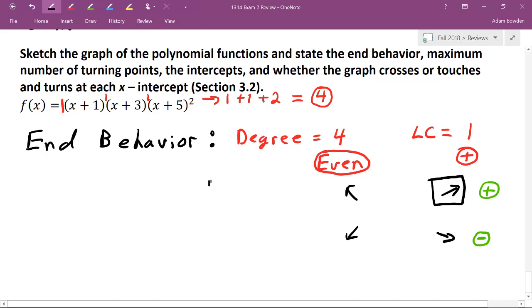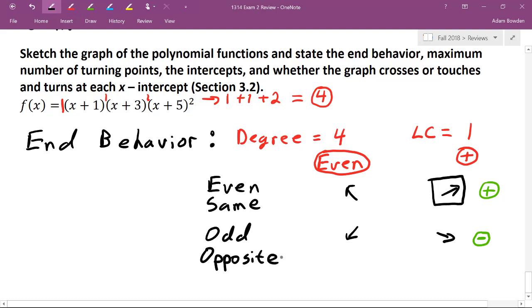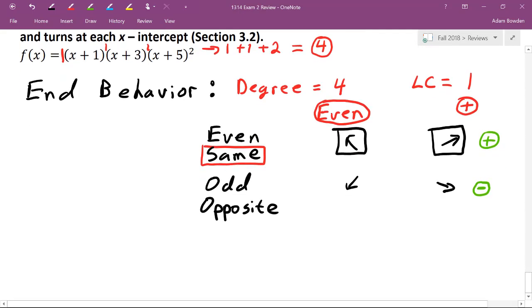The other end, if the degree is an even number, the other end will point in the same direction as the other arrow. If the degree is an odd number, then it will point in the opposite direction from the other arrow. So since in our case we have an even number for the degree, that's going to tell us that this arrow will point in the same direction as the other. So they're going to both point up. And that's our end behavior.